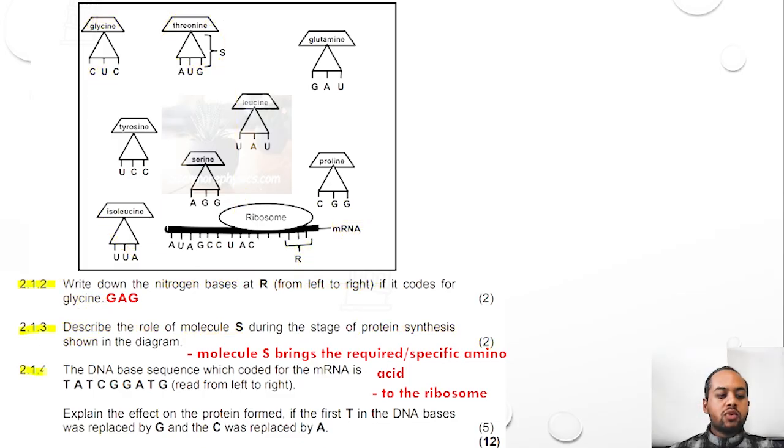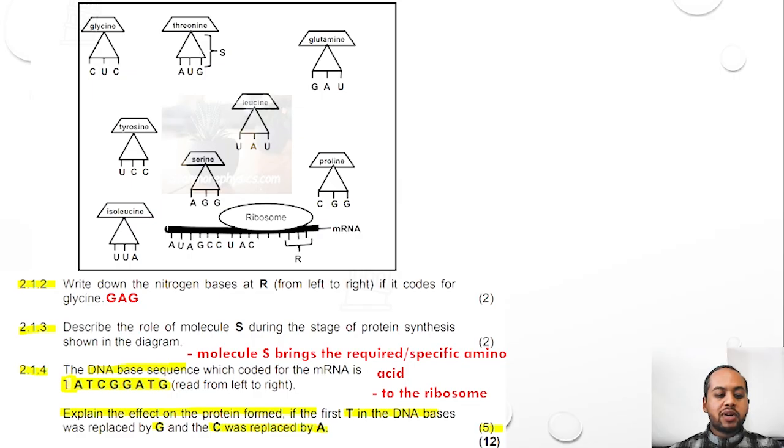The next question, 2.1.4, says the DNA base sequence which coded for the mRNA is TATCGGATG, read from left to right. Explain the effect on the protein formed if the first T in the DNA bases was replaced by G and the C was replaced by A, for 5 marks. So the DNA base sequence which coded for the mRNA is TATCGGATG. That's the DNA.